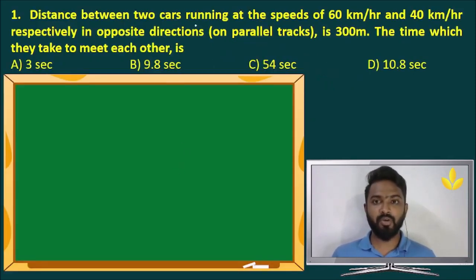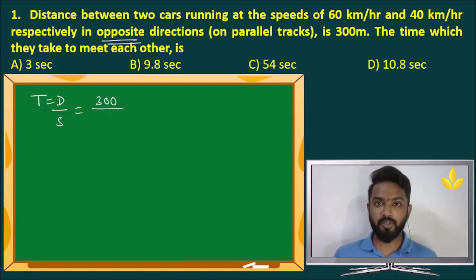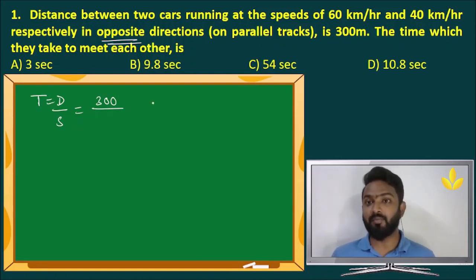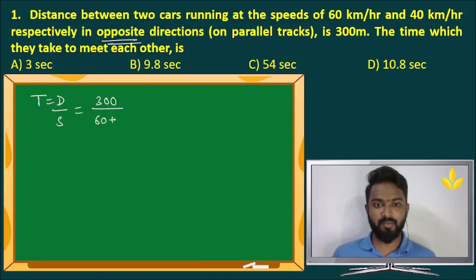The distance between two cars running at the speeds of 60 km per hour and 40 km per hour respectively in opposite directions on parallel tracks is 300 meters. The time which they take to meet each other is what? Okay, let's do it. Time is nothing but distance by speed, and in this case it is relative speed. Distance between them is 300 meters divided by speeds. Should we add them or subtract them? They have mentioned opposite direction. We just learned that opposite direction means that the relative speed will be the sum of both the speeds. So we have 60 plus 40.